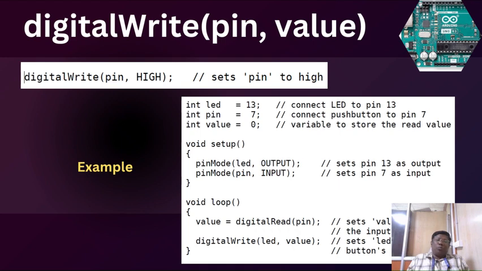And void loop, so value equal to digitalRead, so whatever the value is, we are initializing it, and whatever the value is stored from the pin, the 7th pin, the push button is giving, that push button value is stored as value. Then digitalWrite, so that value, if it is HIGH, it will take it as LED on. Okay, the LED is set to the value.